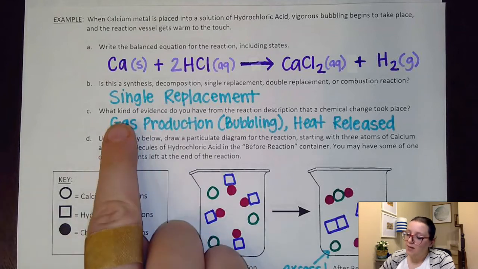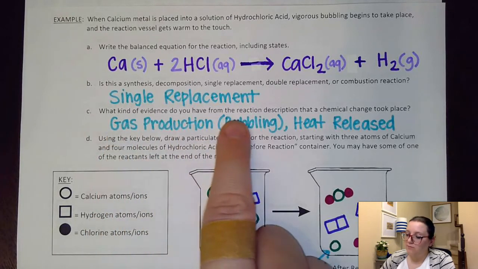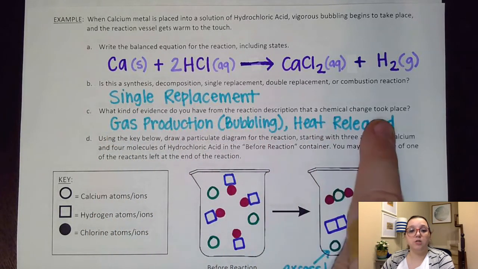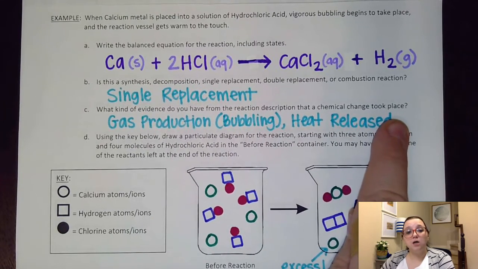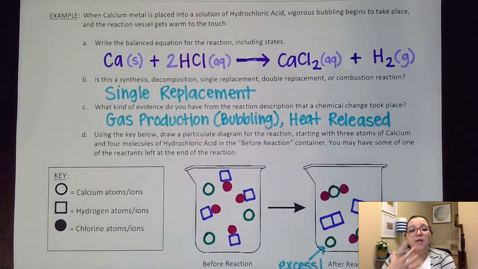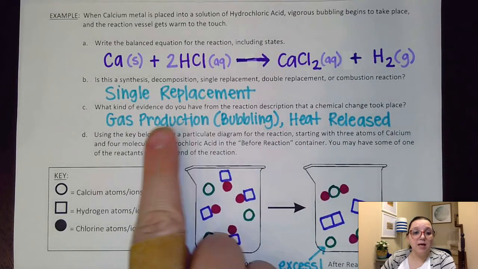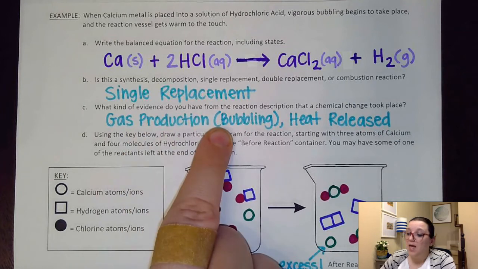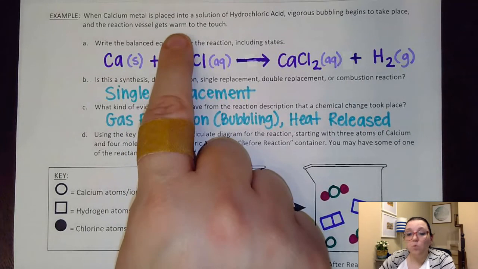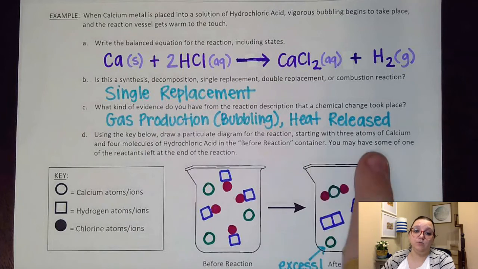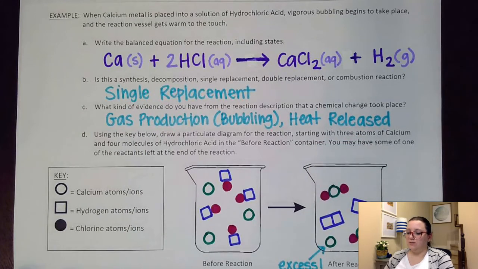Okay. Next asks, what kind of evidence do you have from the reaction description that a chemical change took place? So this is what we talked about in the last video. What are those evidences that we have for a chemical change? Well, it mentioned both bubbling, so that means I had some sort of gas being made, and it mentioned that it got warm to the touch, which means heat was released. So those would be our evidences there.